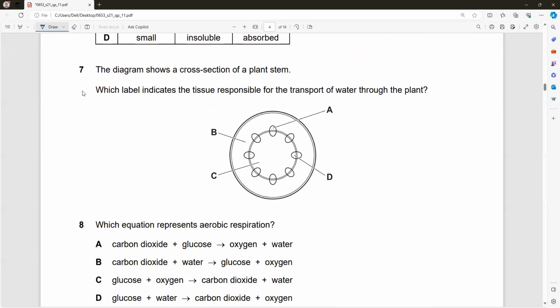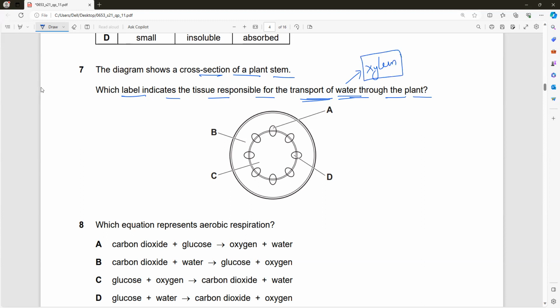Next. The diagram shows a cross section of a plant stem. Which label indicates the tissue responsible for the transport of water through the plant? A, B, C, D. Four representations. Again, a similar question. Anybody? Transport of water, we all know that. What is that, everybody?